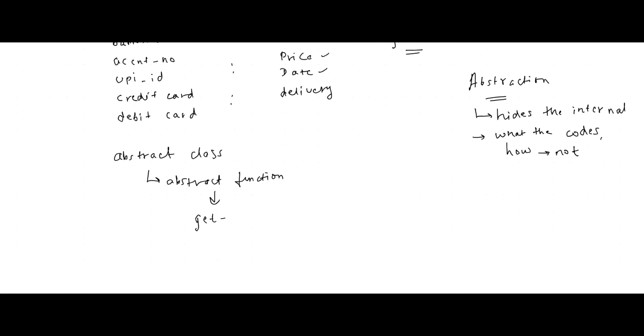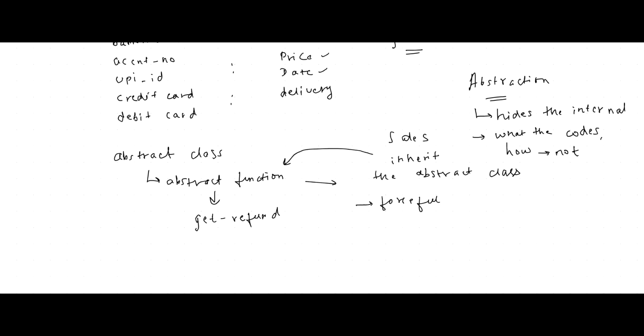Now they are going to tell the sales team to do one thing: you inherit the abstract class. Why are we going to say inherit the abstract class? I'm going to tell you why. Whenever you inherit the abstract class, you have to forcefully implement the abstract function.